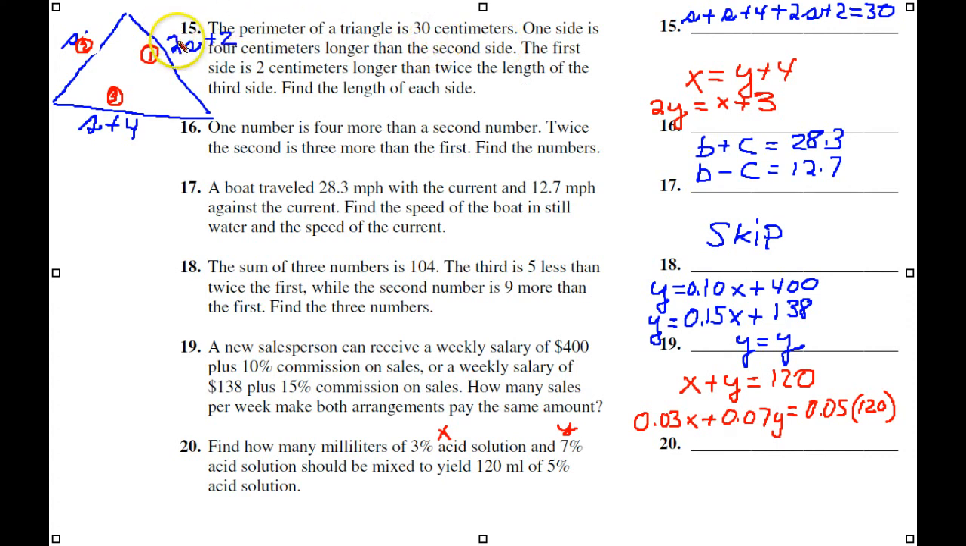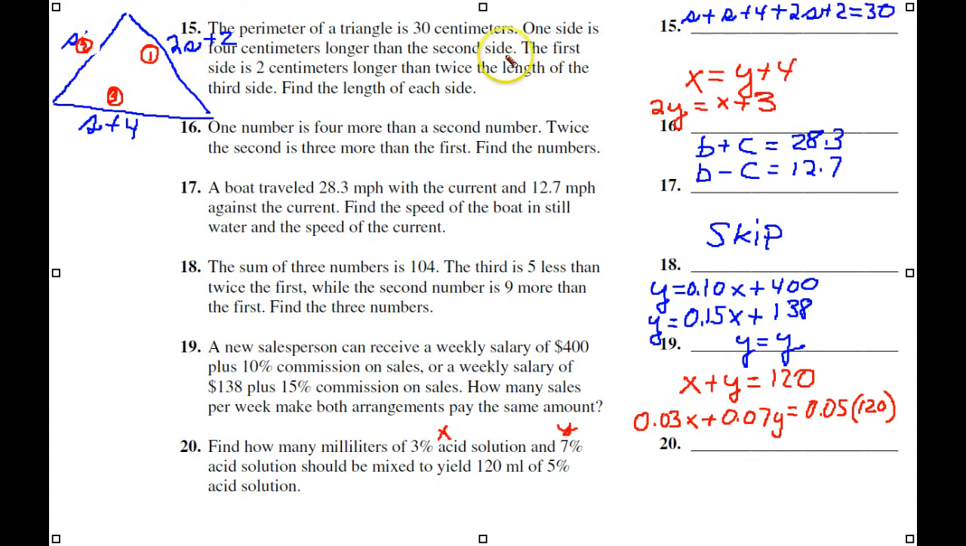All right, number 15 was particularly tricky because you had to try to identify the sides. And once I did that, I said that S is the second side here. This would be the third side, and then that's the fourth side. And figuring that out was rather tedious.